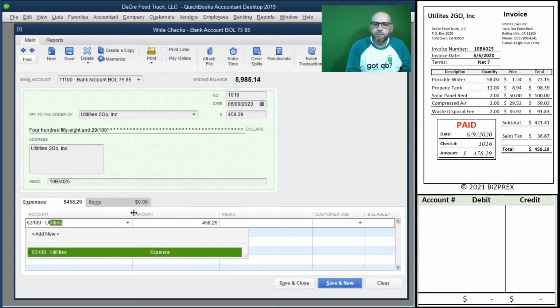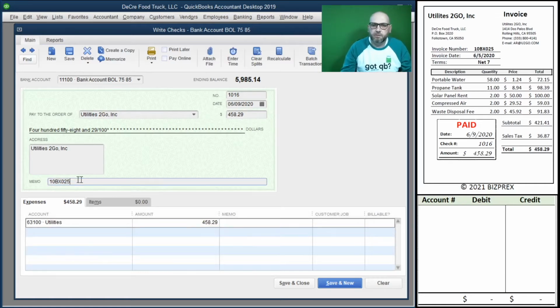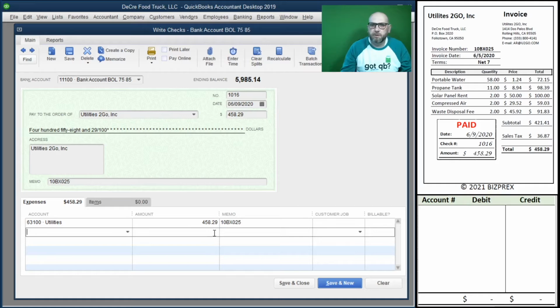Alright, what do we have here? We have utilities. By now we're kind of familiar with how to categorize them. Alright, so we're good to go here, right? Again, let's make sure we fully understand what's happening here. We are paying it with our check. When that check clears, our bank account will be reduced, the balance will be reduced, so it's credited.